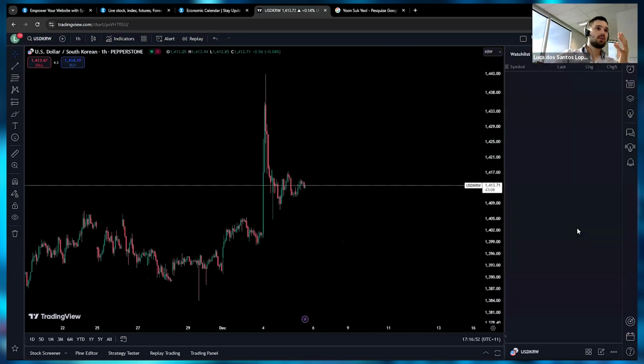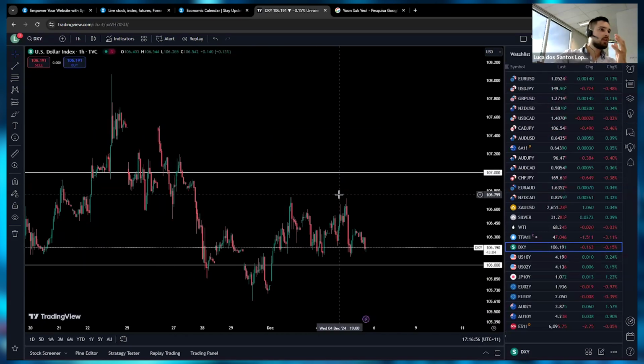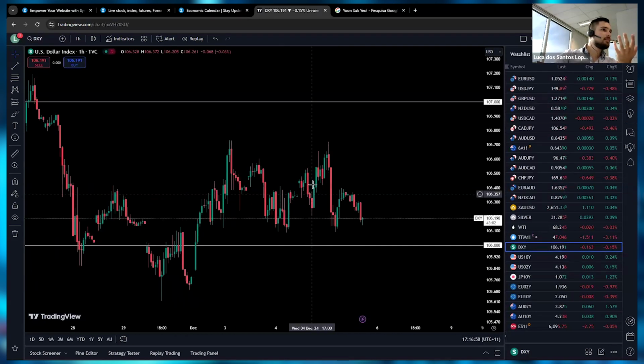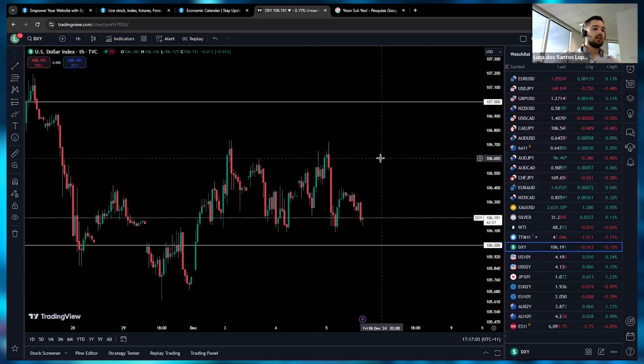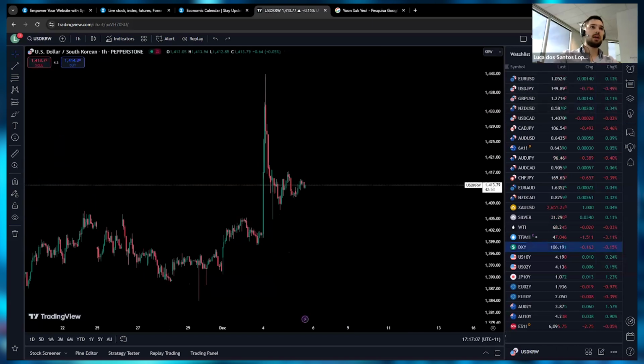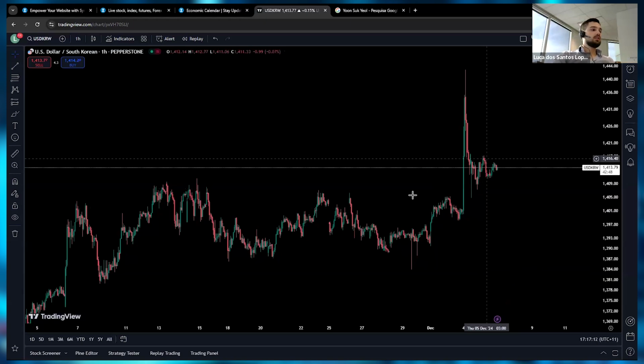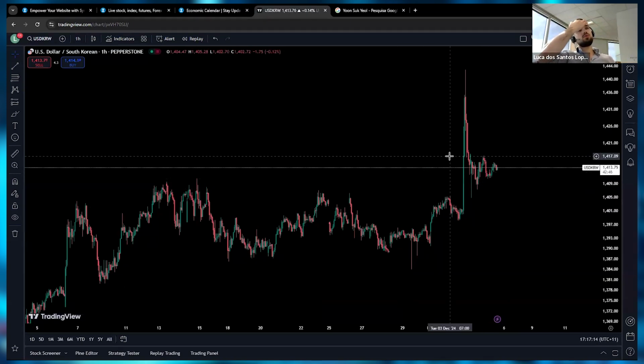And we can see on the DXY we didn't have much. We haven't had any big move here. But as I say, there is geopolitical instability around the world, especially in South Korea. So I just thought it would be kind of cool to tell you guys what's happening around the world, especially in South Korea. Okay.